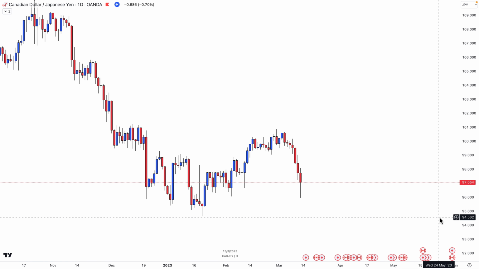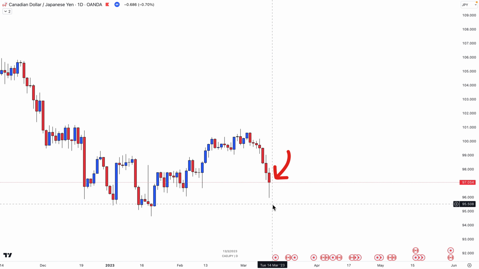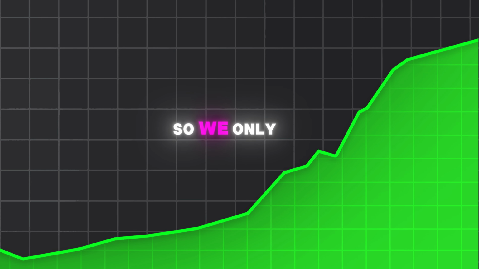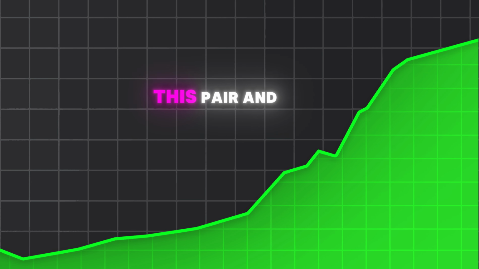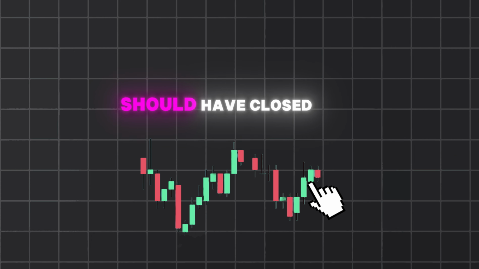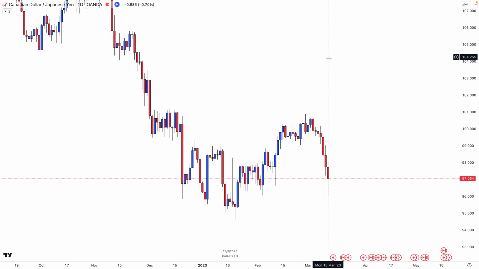On the calendar, it showed that the trading days start from Monday 13th, and if you go here you can see this is Monday 13th already. For us to look for any trades on Monday 13th, Friday should have closed bullish, since we are trading CADJPY, and the general trend is still bullish, so we'll only be looking for buys on this pair and no sells. For us to look for buys, the previous day should have closed bullish, and you can see this day actually closed bearish, so this is an invalid day to trade.